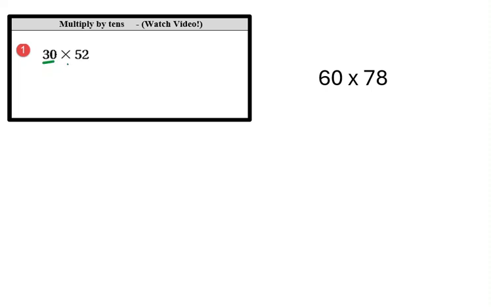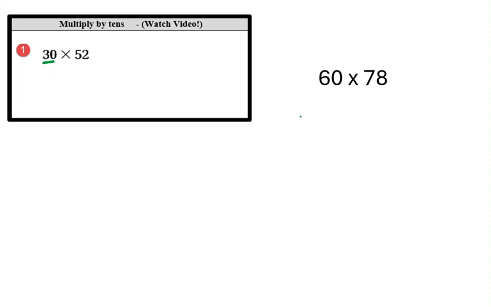So here we have 30 times 52. You're going to have to do that. I'm not going to do it for you, but I'm going to show you how to do 60 times 78 over here. Now this is the same thing as 6 tens times 78, okay? Now, it looks a little bit confusing, and you could go ahead and draw an area model box, but I'm going to show you two different ways that you could do it, okay?